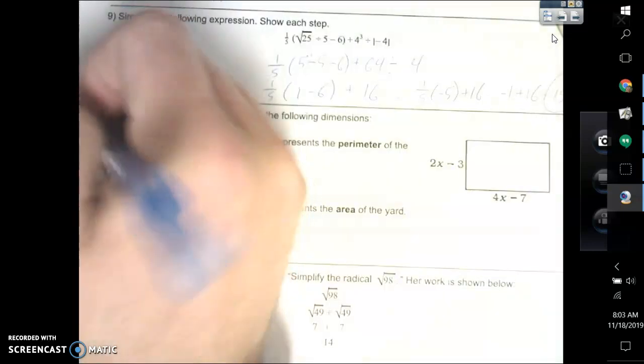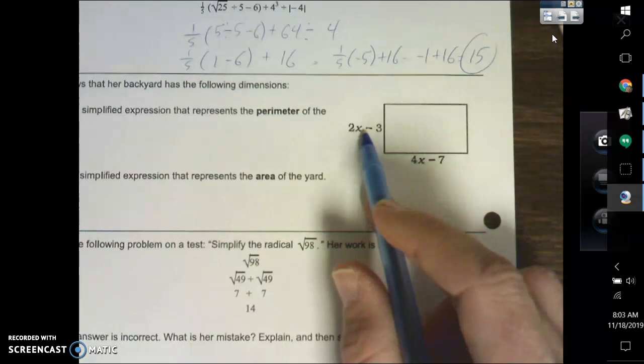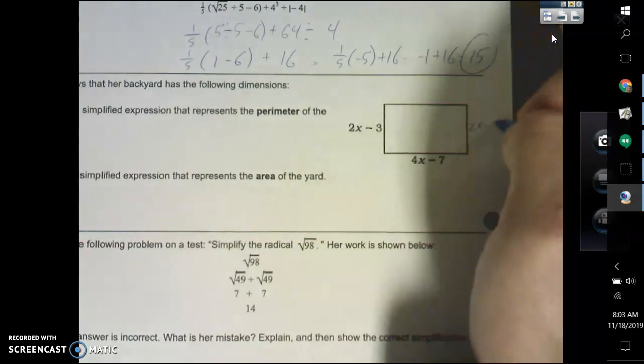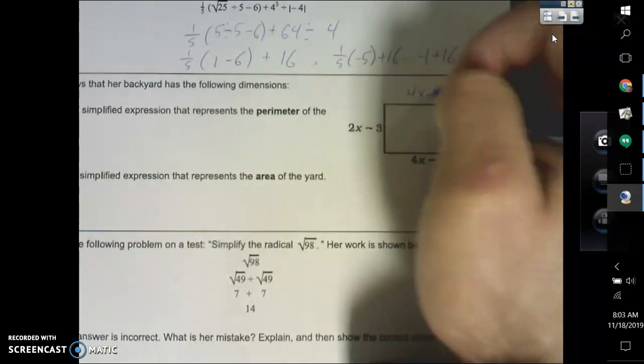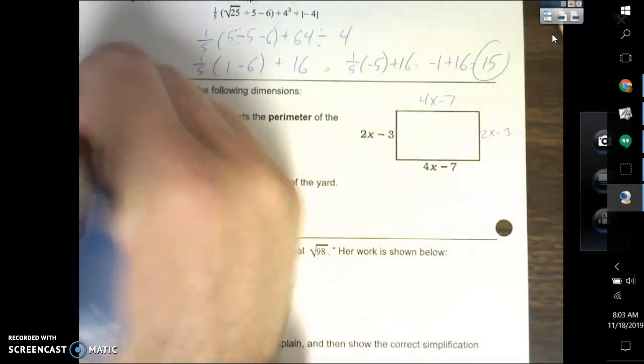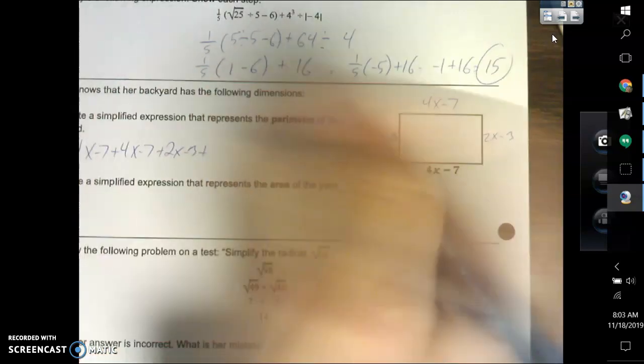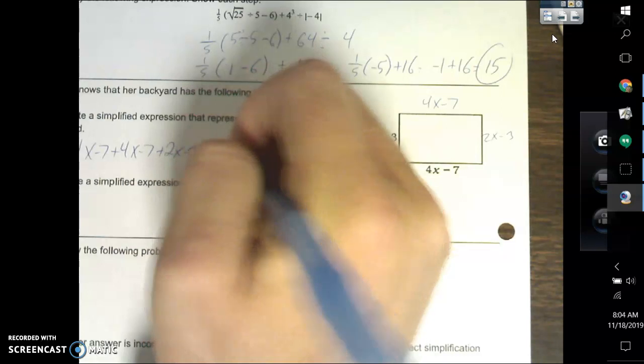Okay, last two hardest problems. Write a simplified version that represents the perimeter of the yard. Guys, if this is 2x minus 3, this is 2x minus 3. That's 4x minus 7. That's 4x minus 7. Perimeter is you add everything together. So you're adding it all around the outside.